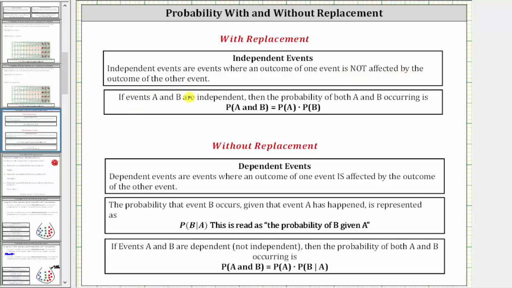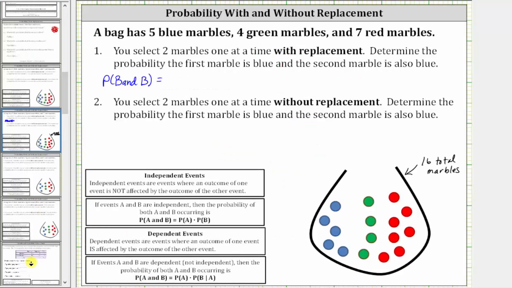And if events A and B are independent, then the probability of both A and B occurring is equal to the probability of A times the probability of B. So in our case, the probability of B and B is equal to the probability of B times the probability of B, because the events are independent, because we are selecting marbles with replacement.